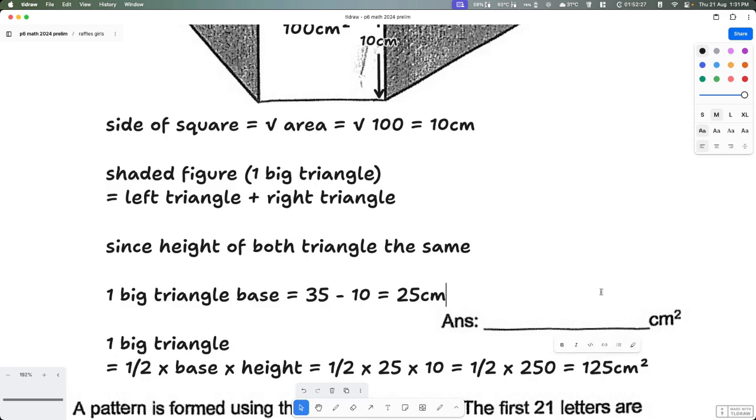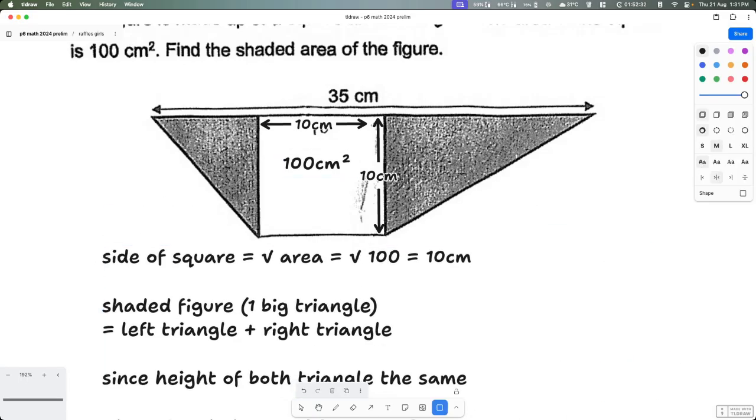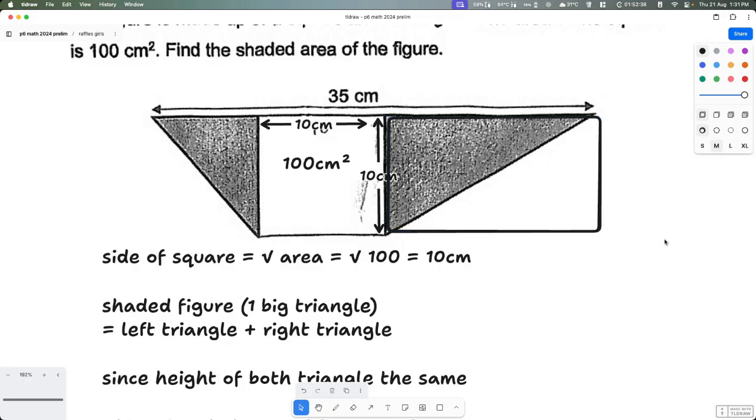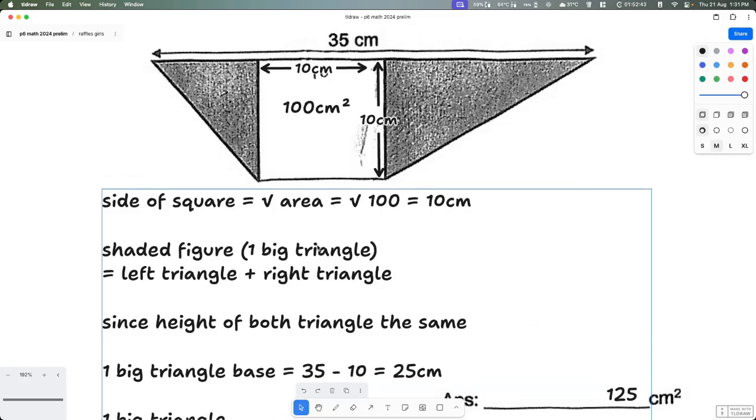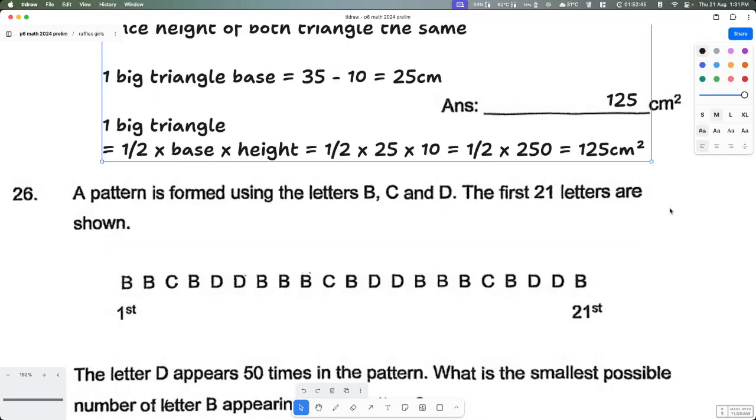Okay. So to just give you a better visualization of this, if I were to just combine these two triangles over here, and then we just minus 10, right? You will get the base lah. So one big triangle basically. All right, let's move on to the next question.